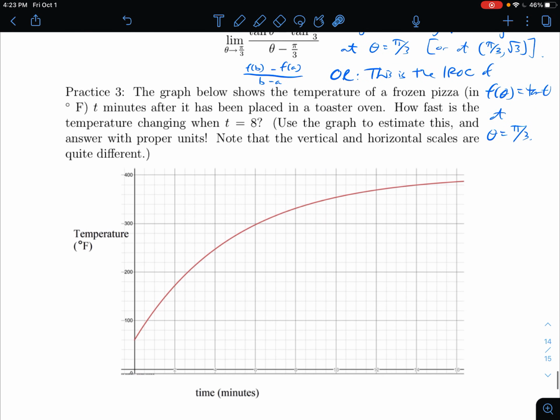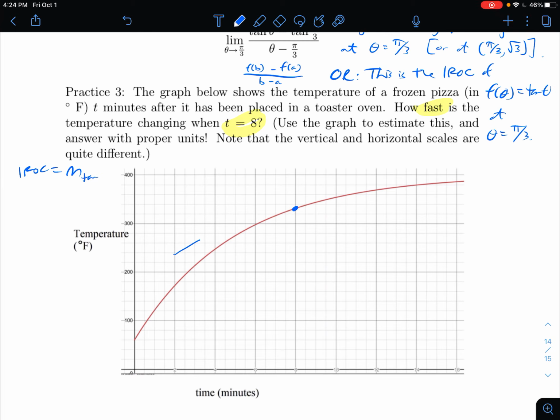And then finally, one more. So here is the temperature of a frozen pizza in degrees Fahrenheit t minutes after it's been placed in a toaster oven. How fast is the temperature changing when t equals 8? So how fast sounds like a rate. Specifically at t equals 8, that's an instantaneous rate. Instantaneous rate of change is the same as slope of the tangent line.